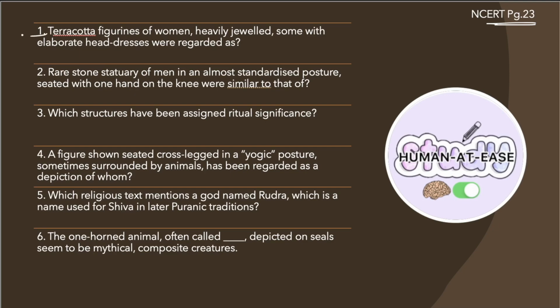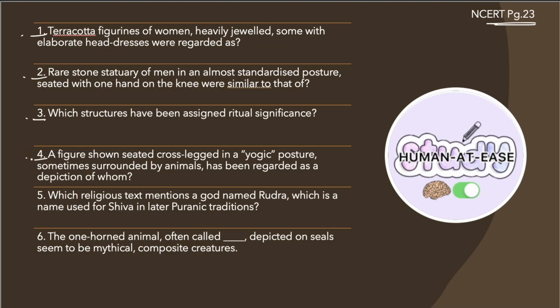Question number 1. Terracotta figurines of women, heavily jeweled, some with elaborate headdresses, were regarded as? Question number 2. Rare stone statuary of men in an almost standardized posture, seated with one hand on the knee, were similar to that of? Question number 3. Which structures have been assigned ritual significance?